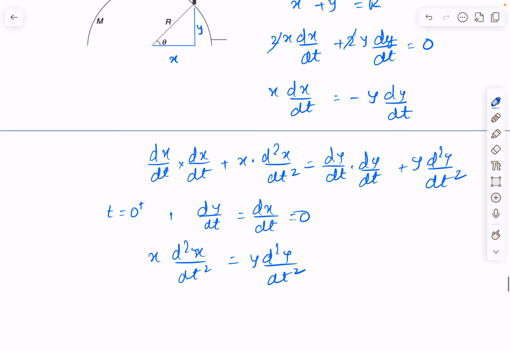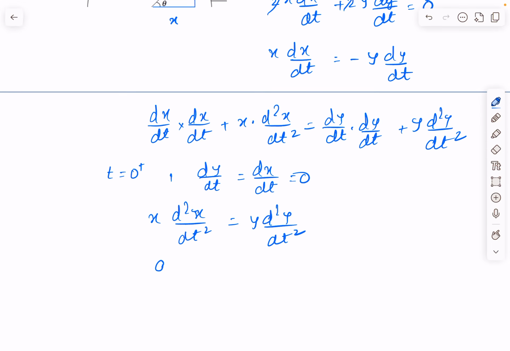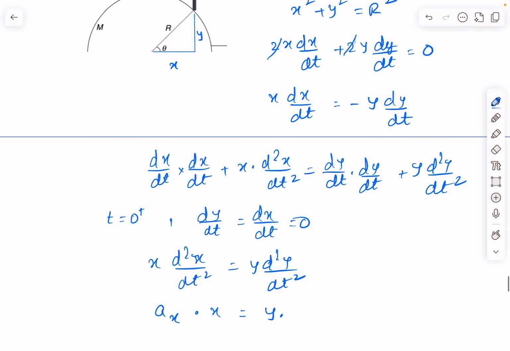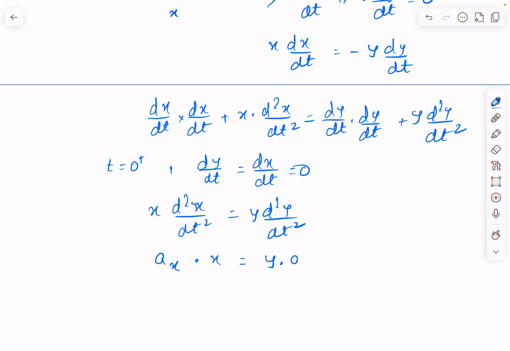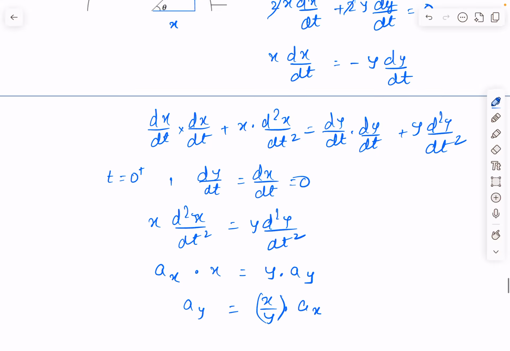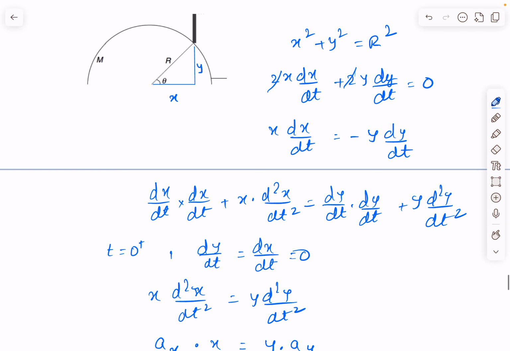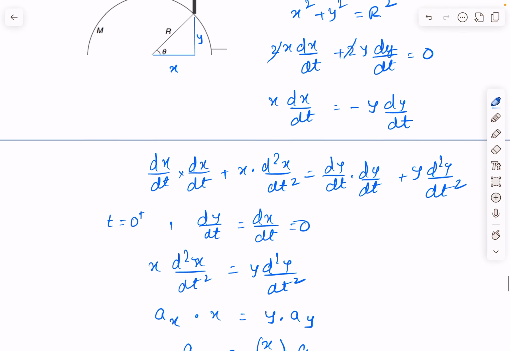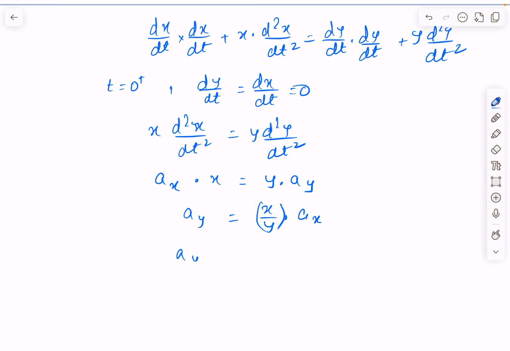d2x by dt square is nothing but the acceleration of the hemisphere in the leftward direction, and y into d2y upon dt square is the vertical acceleration of the rod. So from here we can write ay equal to x upon y into the acceleration of the hemisphere. X upon y we can write from the above diagram. X upon y is nothing but cot theta. So we get the constraint relation ay equal to ax into cot theta.